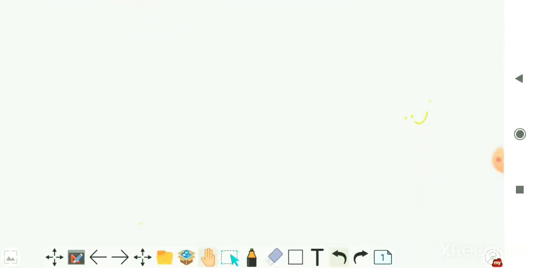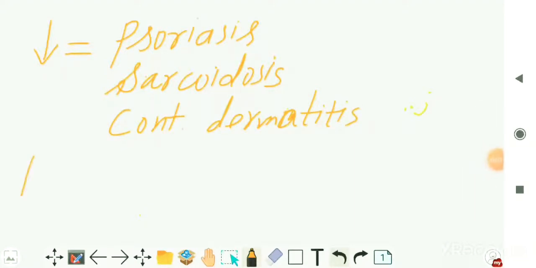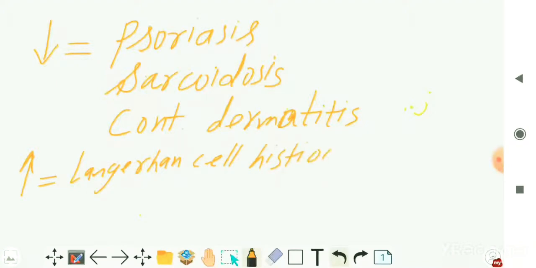Now, these Langerhans cells decrease in various conditions like psoriasis, sarcoidosis, contact dermatitis, and these Langerhans cells increase in Langerhans cell histiocytosis, which is also known as histiocytosis X.